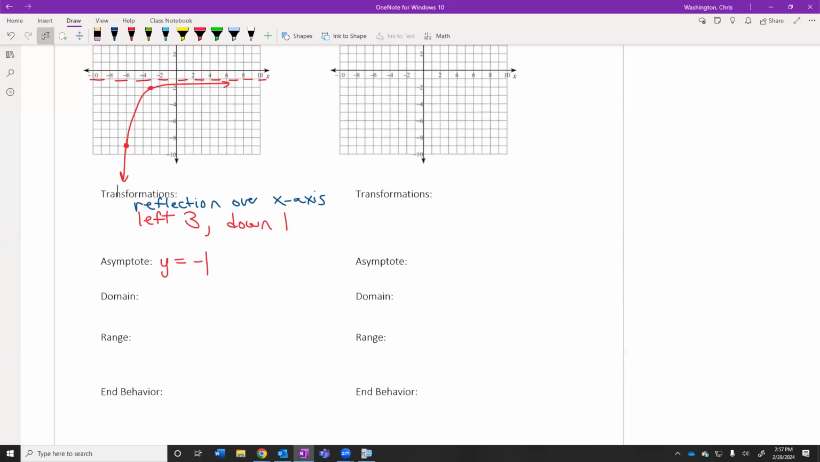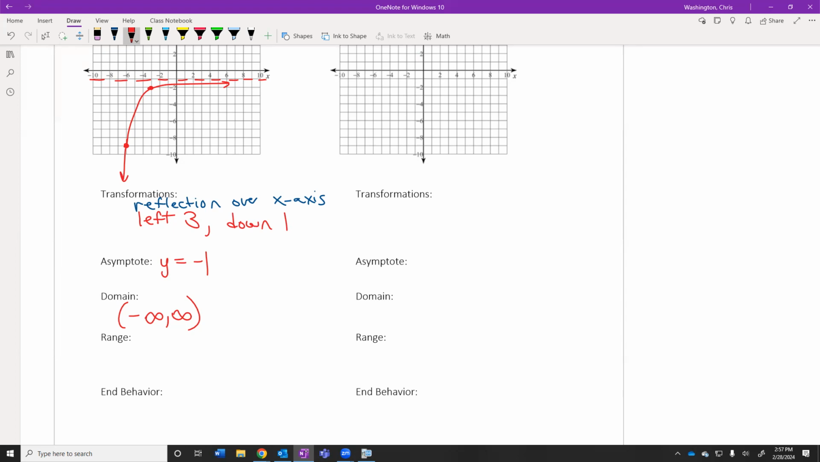The domain would be -infinity to infinity. And that's true for any exponential function. All exponential functions, you can plug any x value you want. The graph's going to go left and right forever. You're never going to skip a part of the graph.